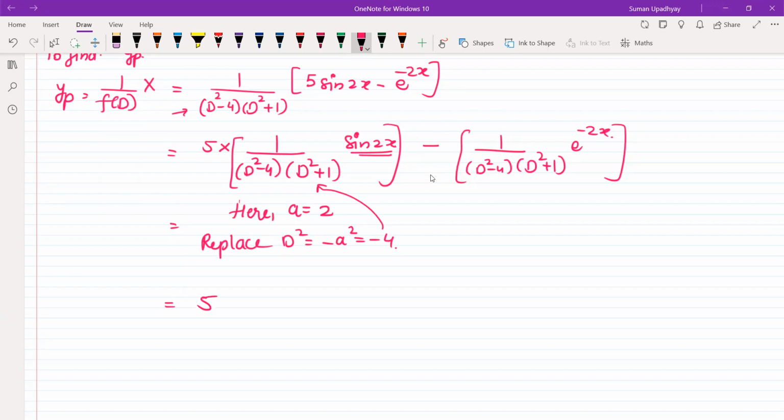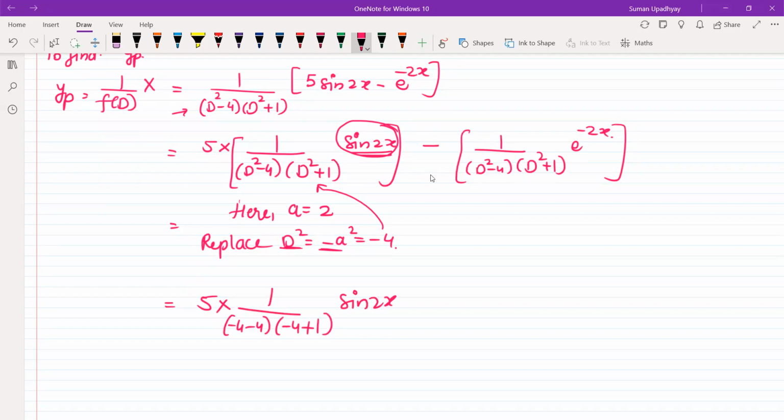Are you understanding, kids? Whenever there are trigonometric functions, I have to replace d square with minus of a square. This is the second rule. Getting my point? Say yes if you're getting it, say no if you're not. Very simple. So I'll just replace d square with minus 4. What I will get? Minus 4, and here minus 4 plus 1. And this will be as it is, sin 2x.